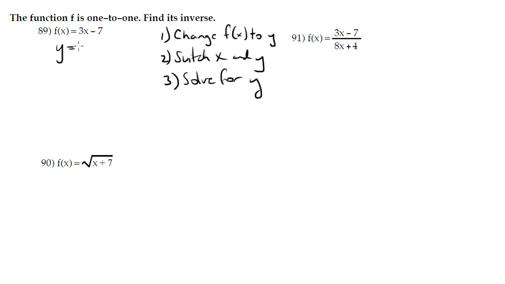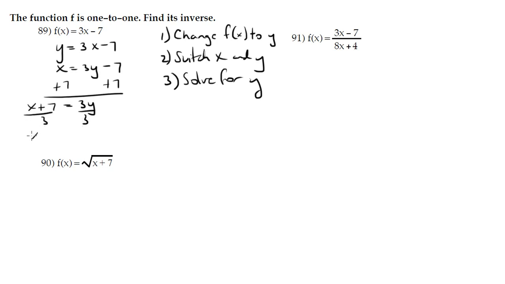Change f of x to y. Switch x and y. Now I'm going to solve for y. Divide by 3. x plus 7 over 3 equals y. So that's my inverse, x plus 7 over 3.